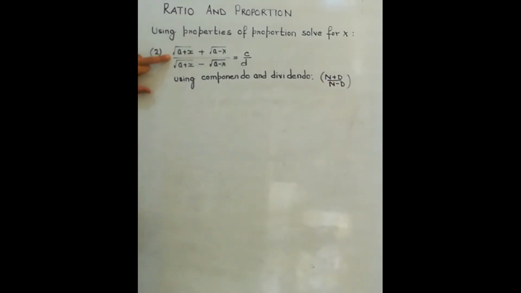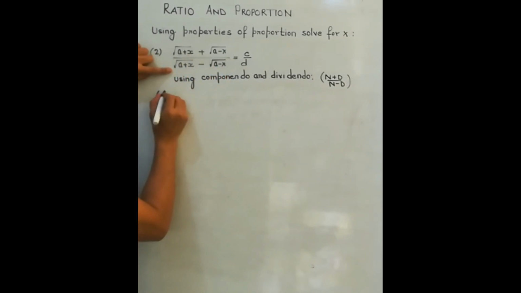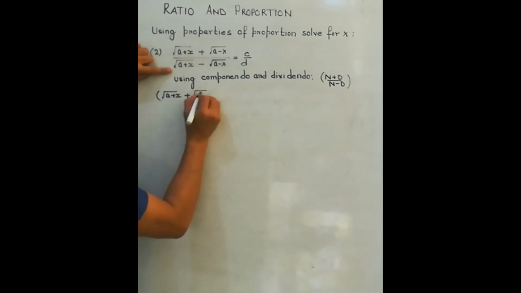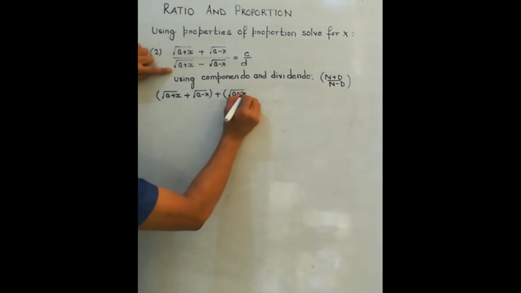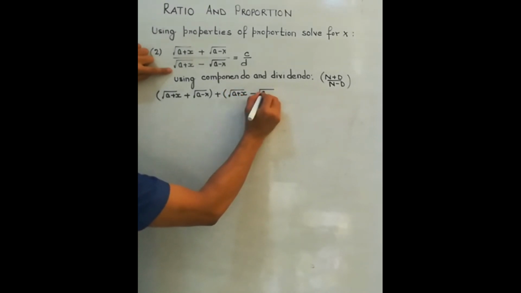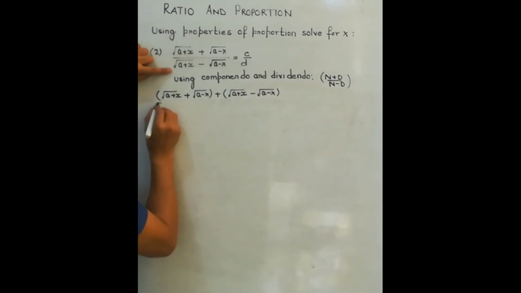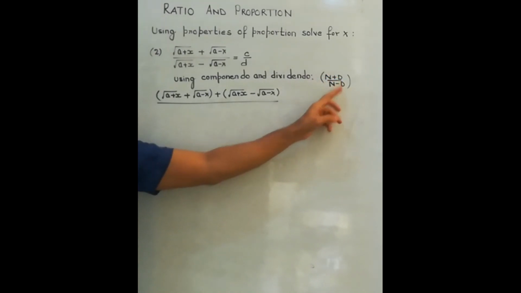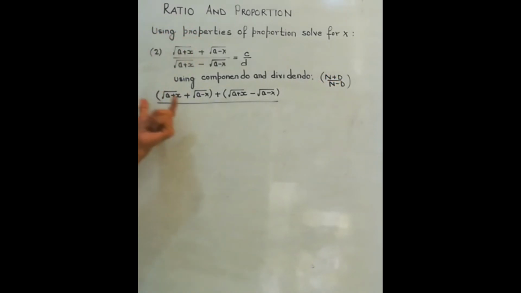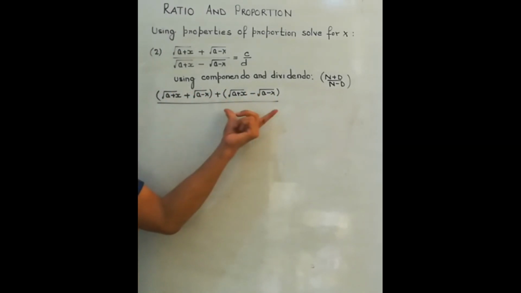Now on the left side, this is our numerator and this is our denominator. So first we are going to write in the numerator place, this is numerator plus then the denominator. So see here, I have written this much, numerator plus denominator. Next we have to write numerator minus denominator.